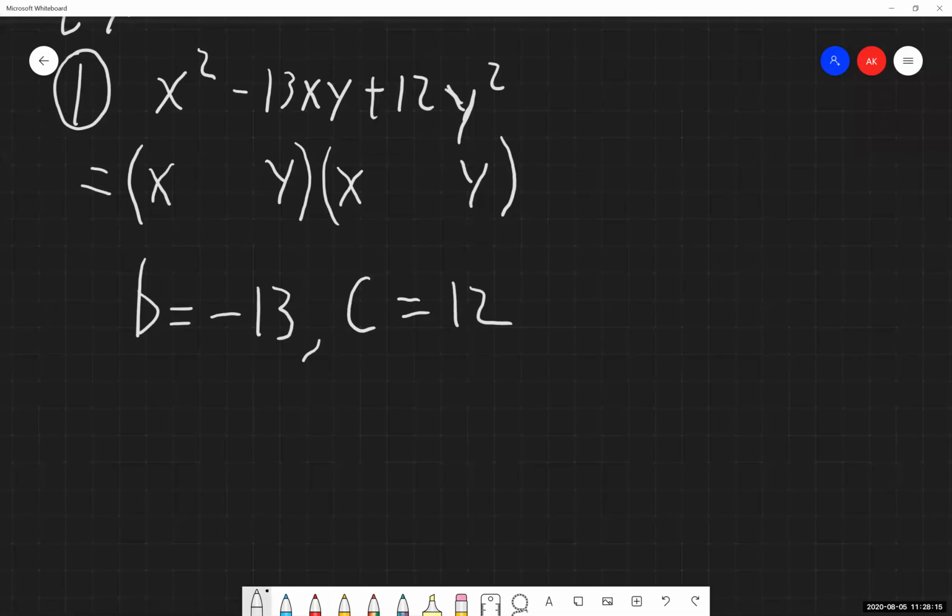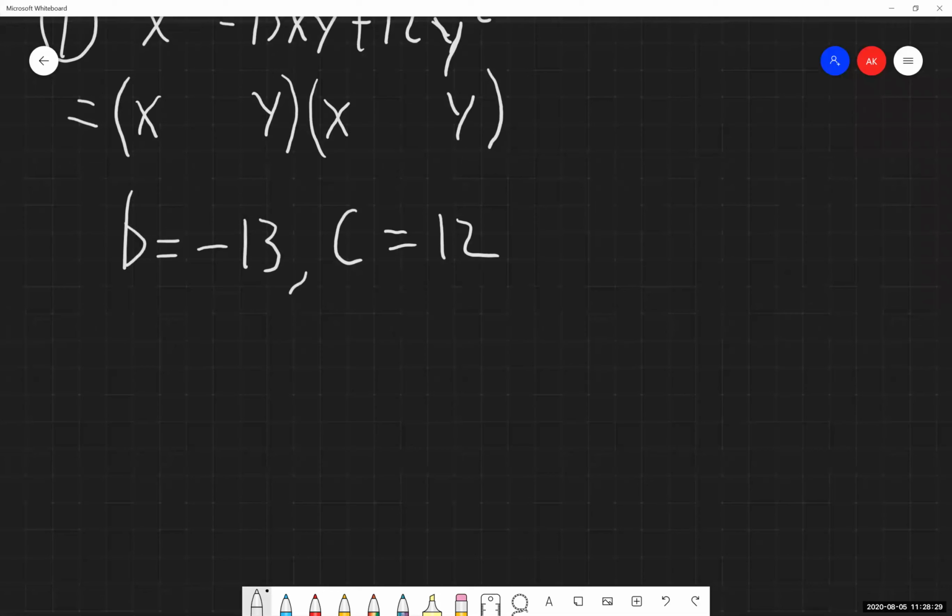So now we're going to go through the sign analysis just like we did with our previous 4 examples. I want to find 2 numbers that multiply to give me 12 and add together to give me negative 13. So let's list the factor pairs of 12: 1 times 12, 2 times 6, 3 times 4. The next one will be 4, and that repeats, so I'm done.